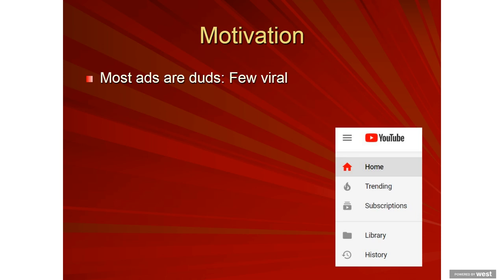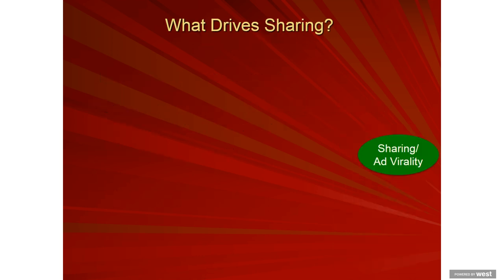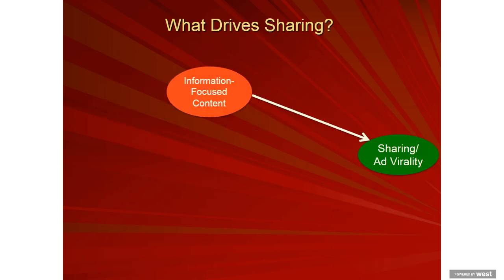So most ads on YouTube are duds. That is, they get very few views. Very few ads go viral. And we can use an arbitrary, say, 1 million views as something that has gone viral. Our prior research has shown that viral views occur mainly from sharing. That means prior viewers have shared the video, not from viewers stumbling on the video. So that raises a key question: what drives sharing, which is the topic of today's webinar and of our research.